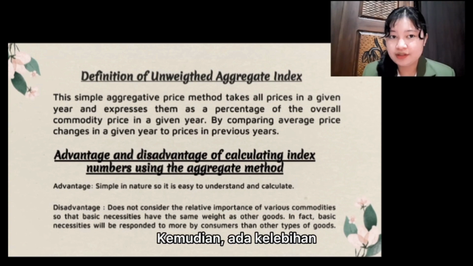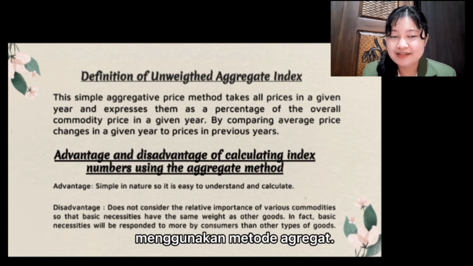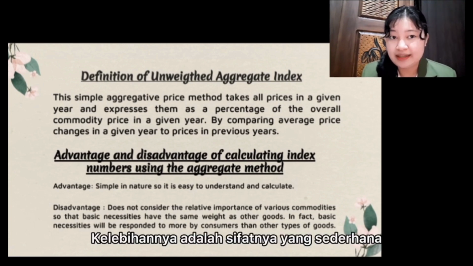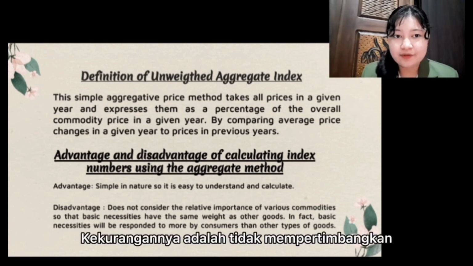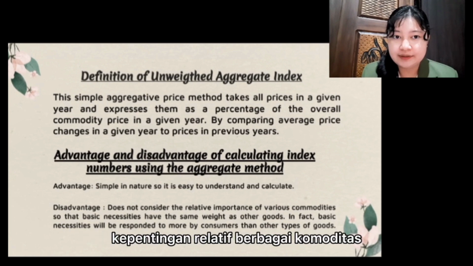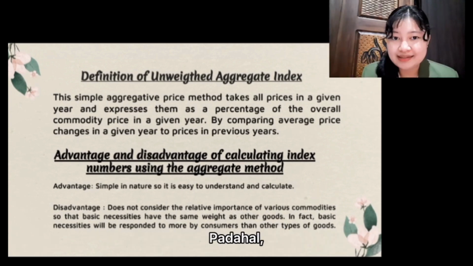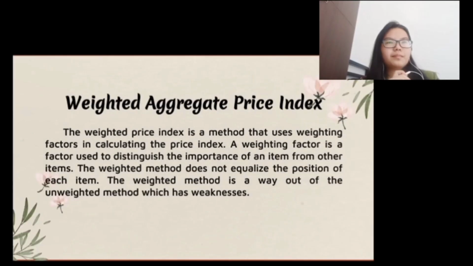Then there are advantages and disadvantages of calculating index numbers using the aggregate method. The advantage is that it is simple in nature, so it's easy to understand and calculate. The disadvantage is that it doesn't consider the relative importance of various commodities, so basic necessities have the same weight as other goods. In fact, basic necessities will be responded to more by consumers than other types of goods.